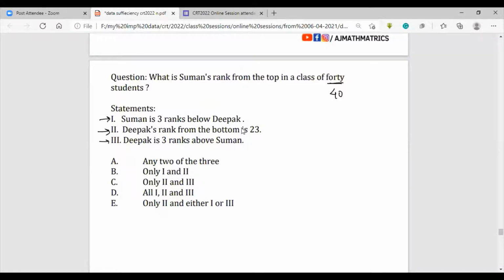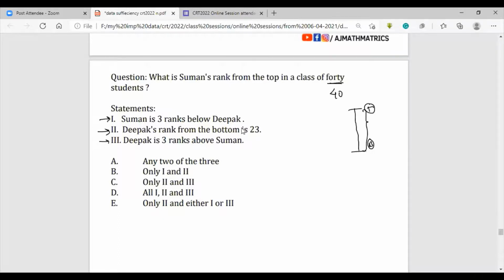And one more thing, when the question is dealing with rankings, the first thing we have to do is find out the relation from top to bottom. If we have a relation from top to bottom, then we can easily find out the answer. Whether it is 100 or 1000 or 50 or 60, we have to find a relation, some connection between top and bottom. If we have that, then we can easily say the answer.